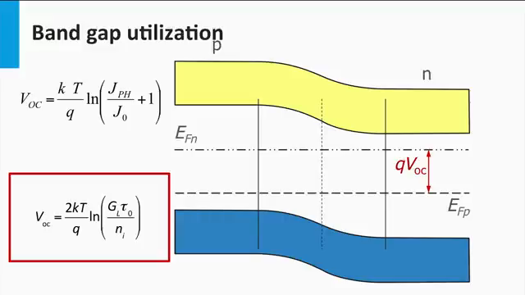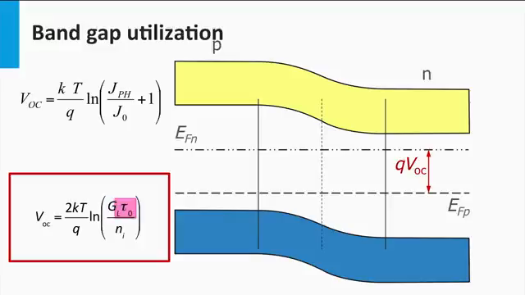The equation tells us 2 important aspects of the open circuit voltage. If we increase the irradiance, or in other words, the generation rate of charge carriers, the open circuit voltage is increased. This is a welcome effect which is utilized in concentrator photovoltaics, which we will discuss later this course.